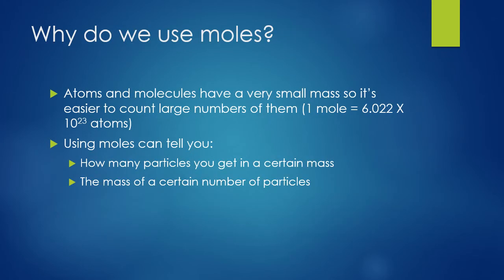So why do we use moles? Well, atoms and molecules have a very small mass. They're very, very tiny. And it would be much easier to count large numbers of them doing a calculation than it would be to physically count them. I mean, look at Avogadro's number, for instance. 6.022 times 10 to the 23rd. It's written in scientific notation. It has a positive exponent. So that positive exponent of 23, that's saying you're going to move this decimal point 23 times to the right, making this a huge number.